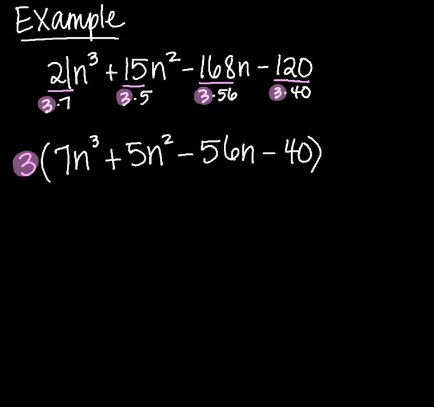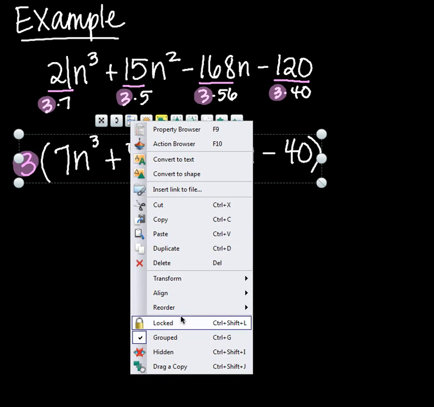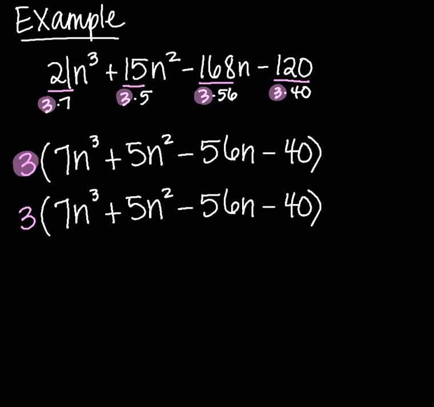So what we're going to do is just take a look at the expression that's inside the parentheses. If we're just looking at the 7n cubed plus 5n squared minus 56n minus 40, we're going to use the grouping method for factoring.